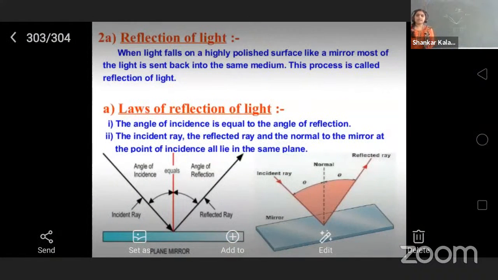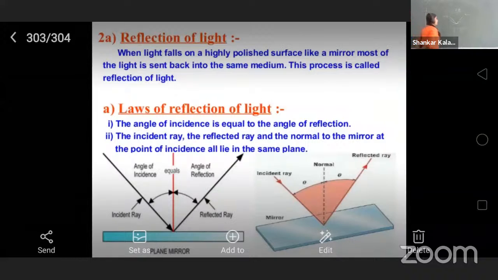So reflection of light means what? When light falls on a highly polished surface, which is a mirror, most of the light is sent back into the same medium. For example, when sunlight or sun rays fall on the mirror, you can see them reflected back into the same medium. This process is called reflection of light.